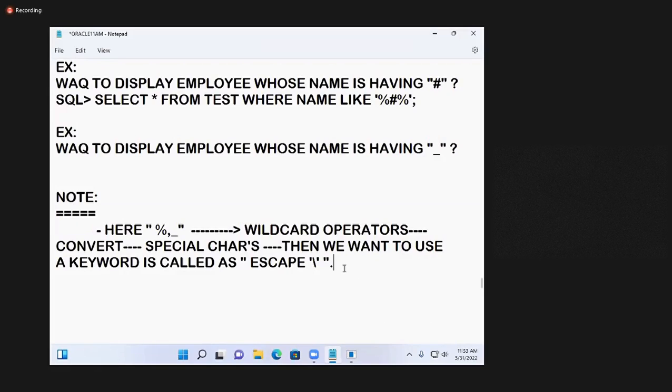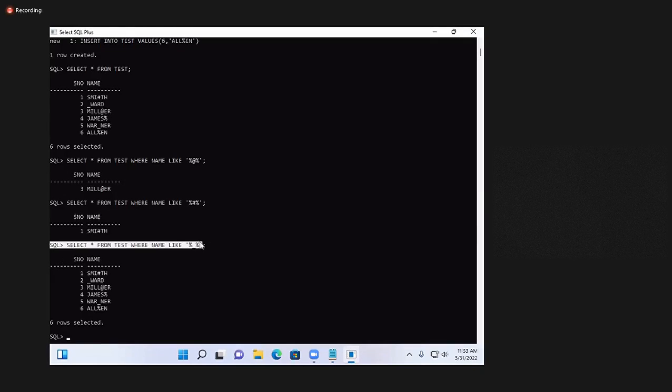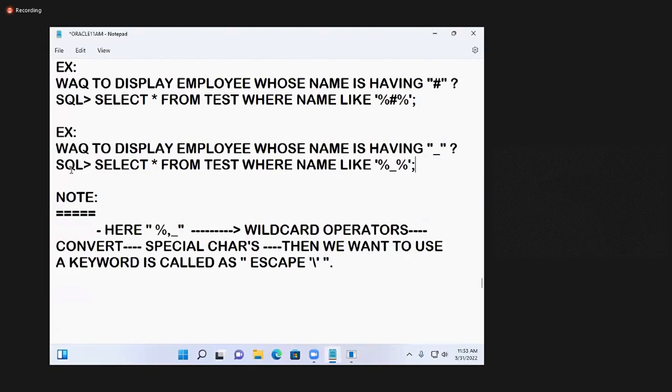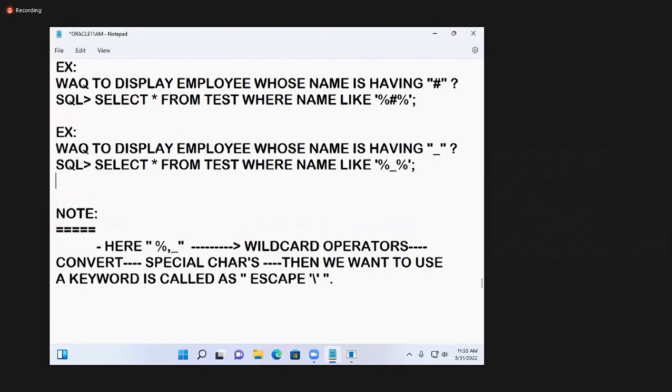Okay, right. So then observe. Whatever we have written here, when you return this, it was showing some wrong result. The wrong output will be showing us. Now, to overcome this, we are using this escape sequence slash.